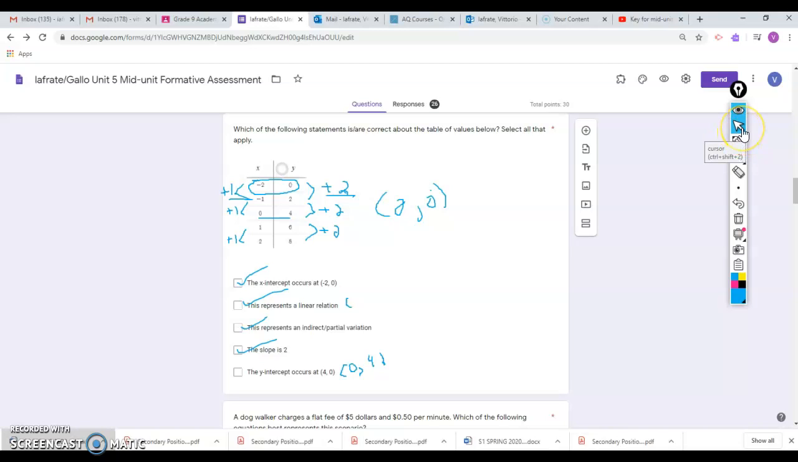This is part 2 of the Unit 5 mid-formative assessment. Let's take a look to see if we were right with this question over here. So we had said that 4 of these were correct and the y-intercept is wrong because the y-intercept should be written as 0, 4. That's where the line hits the y-axis.